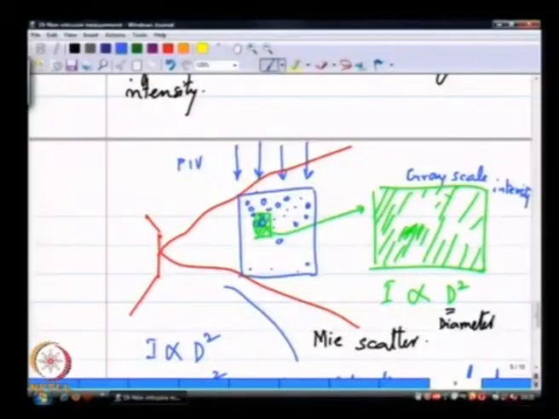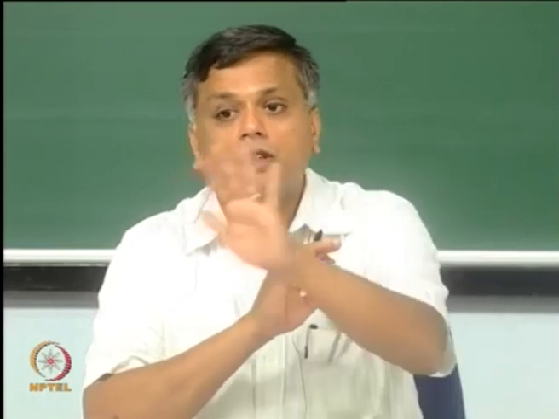So, I have now developed a methodology by which we can take the grayscale image and convert it to a surface area distribution, a spatial distribution of surface area. That is essentially what you get from processing a single image.